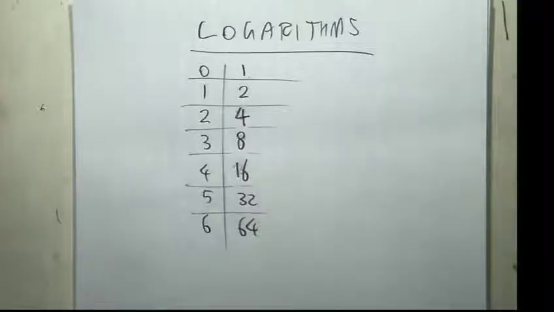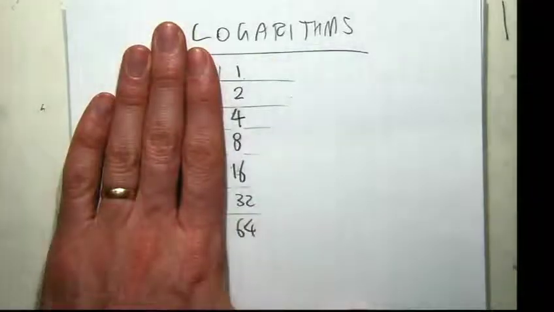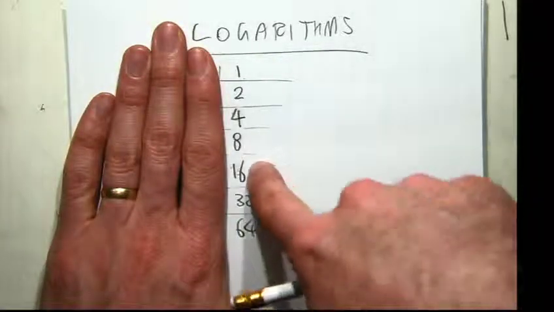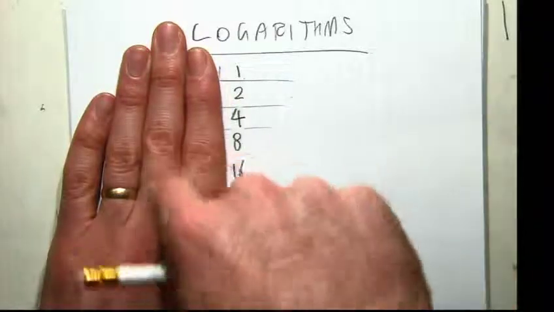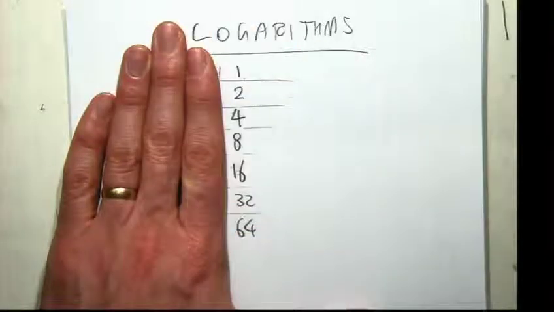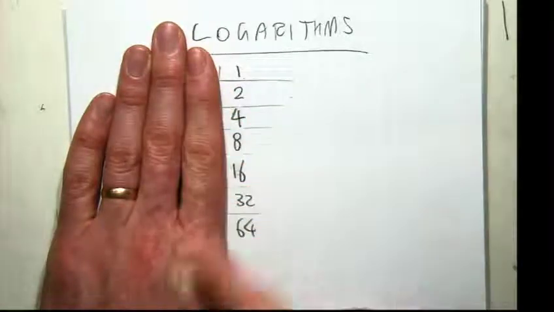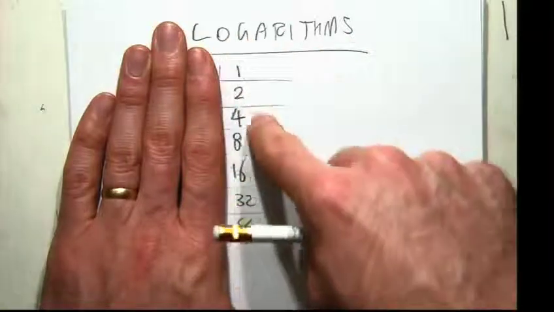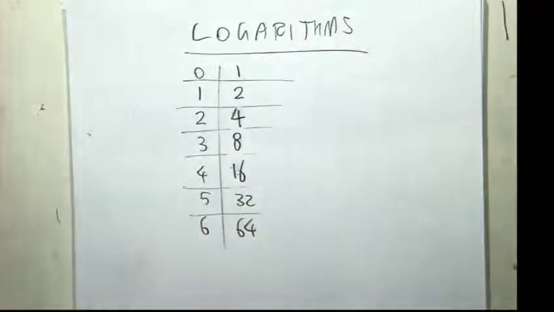My question is, what if I knew this and I need to figure out what was on the other side? What if I knew that I had 16 and I wanted to know which number it lines up with on this side here? I know I started at 0 and kept adding 1 here, and on this side I started at 1 and kept multiplying by 2. How do I know where I'm up to if I just saw randomly the number 16? That's what logarithms are for.